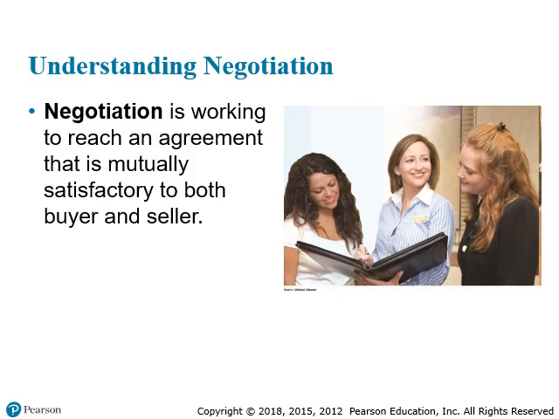The first objective of this chapter is to describe the principles of formal negotiations as part of a win-win strategy. So what is negotiation? One definition is working to reach an agreement that's mutually satisfactory to both the buyer and the seller. Negotiation involves resolving the problems or concerns that prevent people from buying.